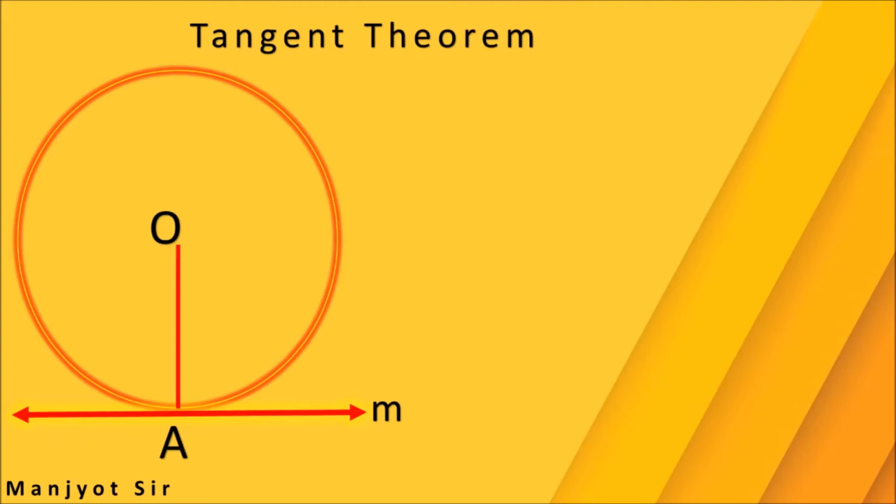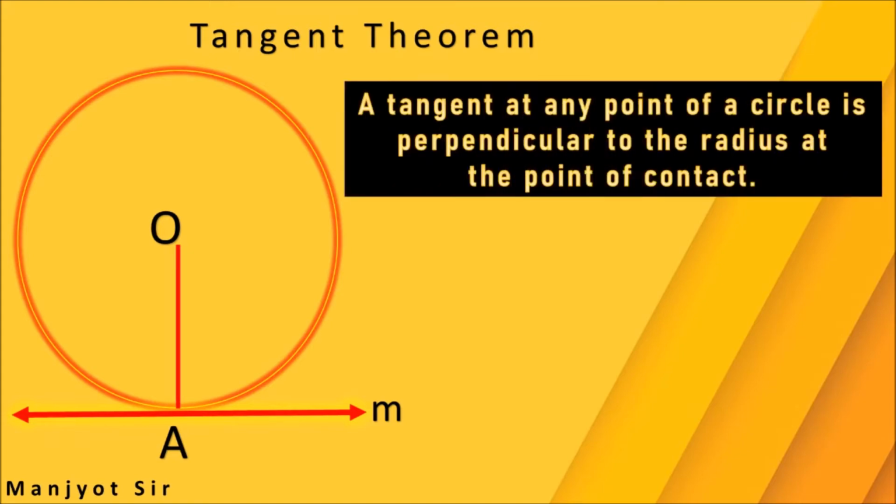Now what does the tangent theorem say? This theorem says a tangent at any point of a circle is perpendicular to the radius at the point of contact. That means if you observe over here, tangent line M touches the circle at point A. So according to this theorem, this tangent will be perpendicular to the radius of this circle at point A.